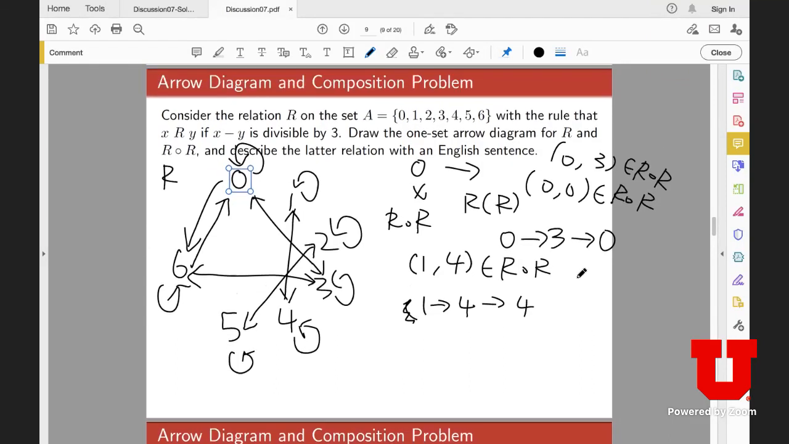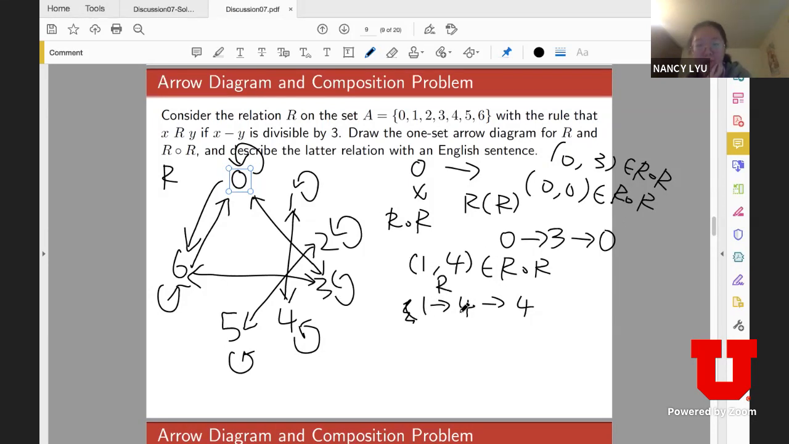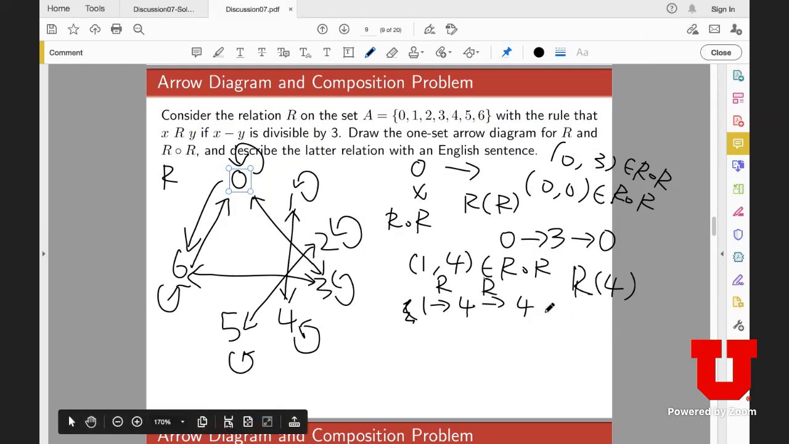Can you talk one more time about why 4 goes to 4? Okay, so because we know in the relation R, we have 1 goes to 4, right? That basically means we have 4 here. And then we start from 4 and do another computation. We also can go to 4 from 4 in R. Right. That's why we have (1, 4) in R composition R.